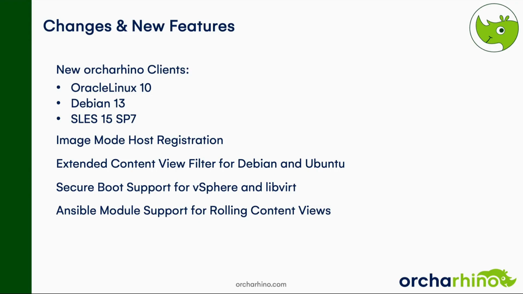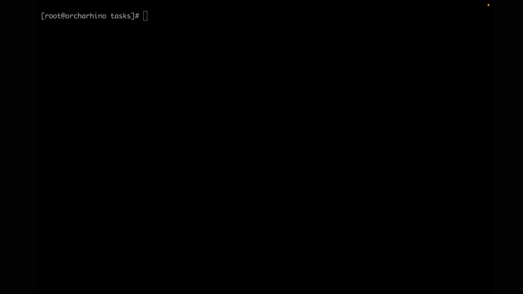In orcharhino 7.0, we initially introduced rolling content views. In 7.3, we extended the feature by allowing them to be promoted into arbitrary life cycles. Now we are adding Ansible module support to allow for automated creation. So let's create a rolling content view using the Ansible modules. Here we are on the CLI of our orcharhino.